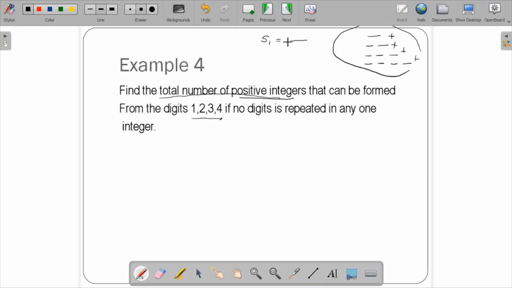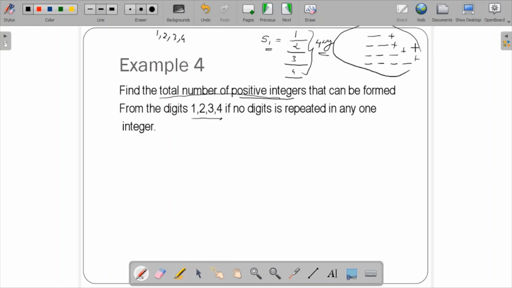Okay, so if I want to form one digit from 1, 2, 3, 4, what are the possible ways I have? Either I can have only 1, only 2, only 3, or only 4. So how many ways do you have? S1 can be arranged in 4 ways. We consider S1 as the number of integers of the required type with one digit. So totally S1 we got as 4 ways.